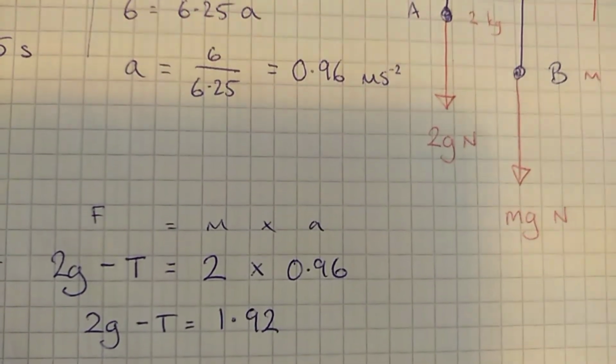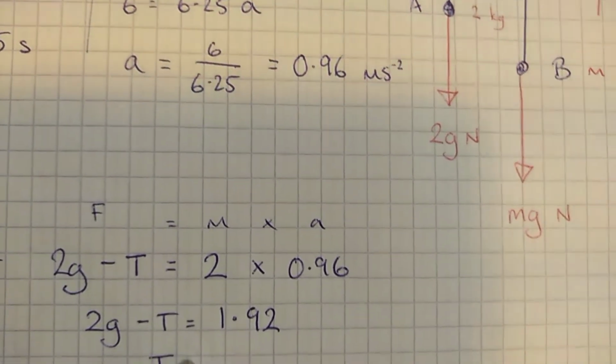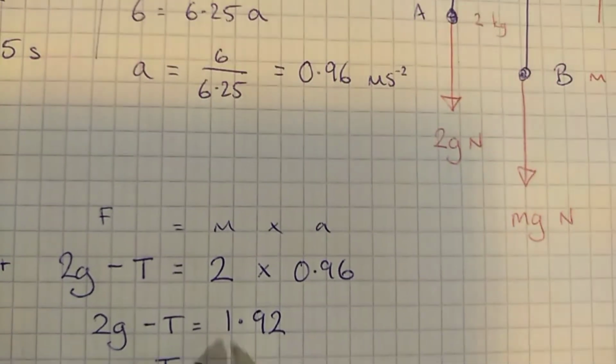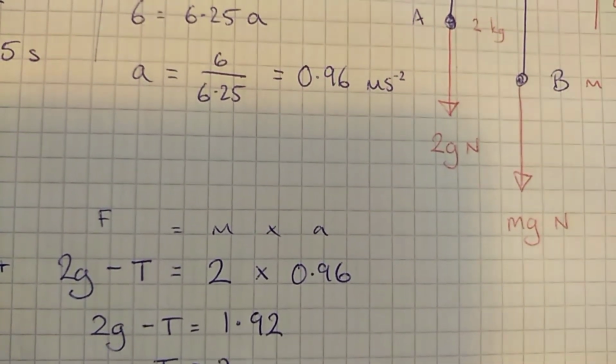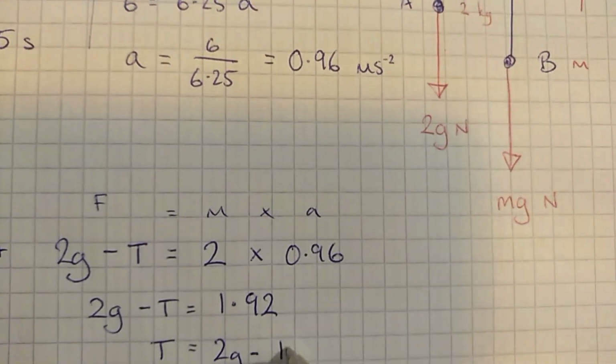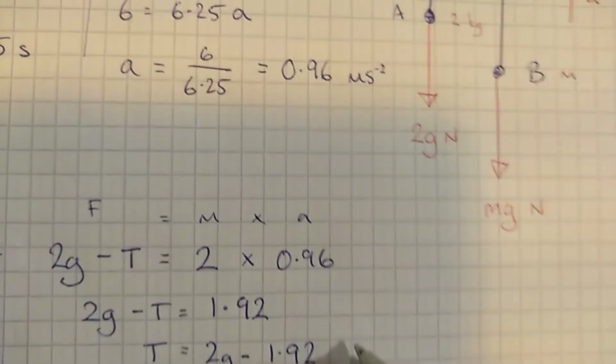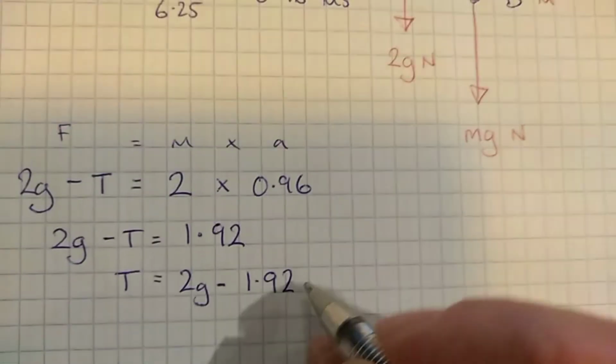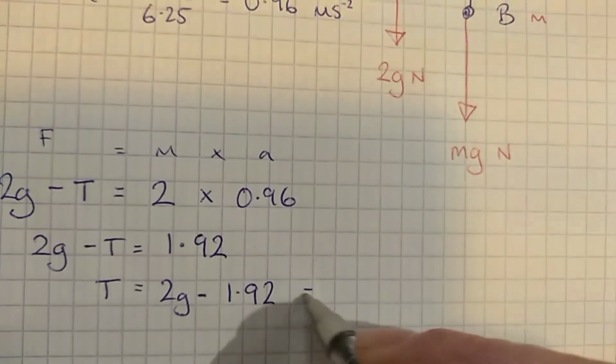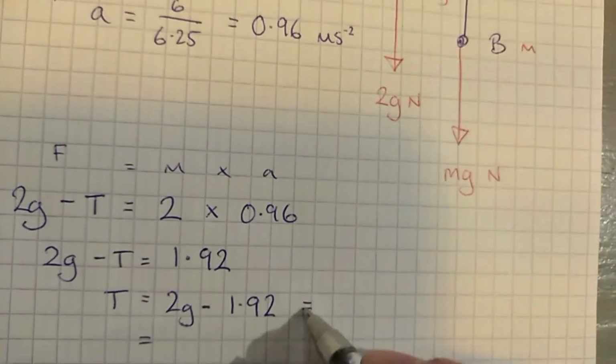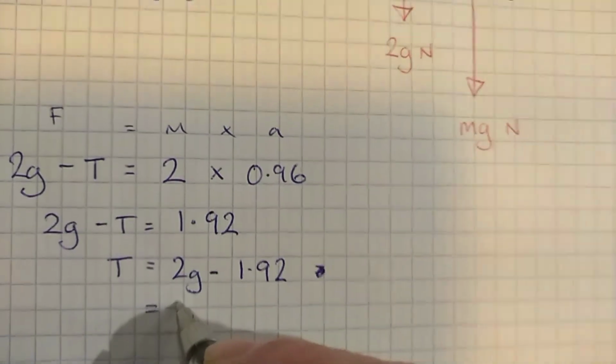17.68, this is our T, so it's a force, so it is in newtons. Okay, so I've worked out T, it's not what I want to find. I want to find M, but I think when we look at B, we might find what we're looking for, because B is the one that has mass M.